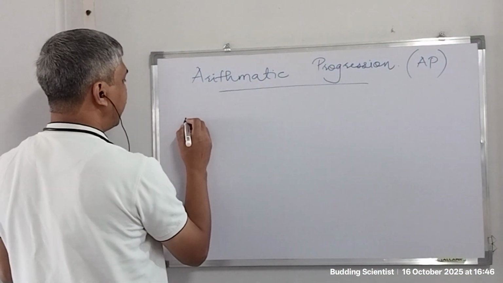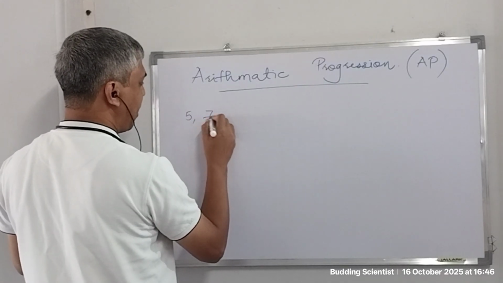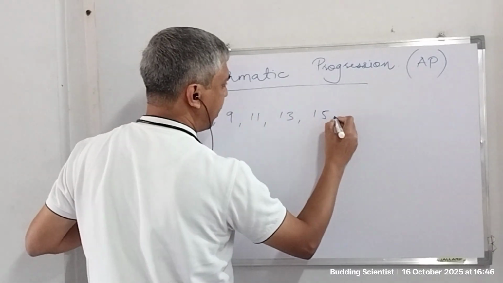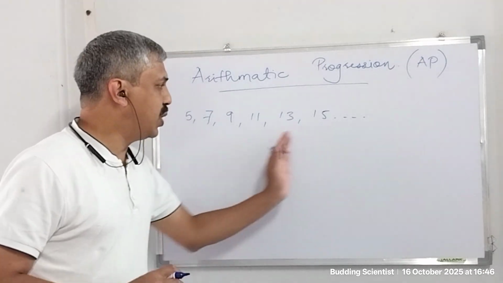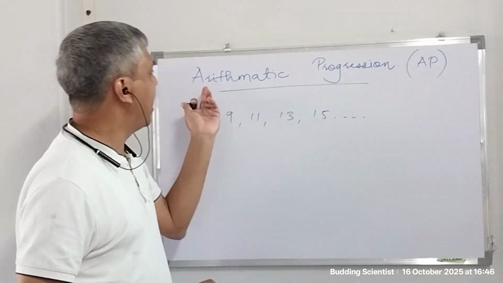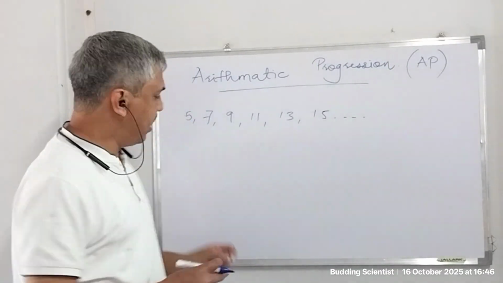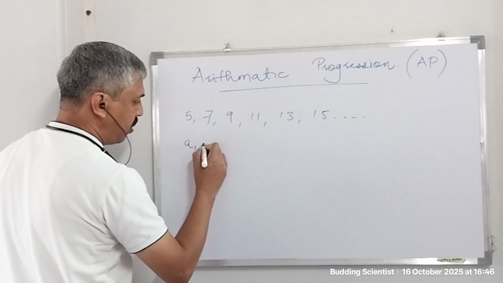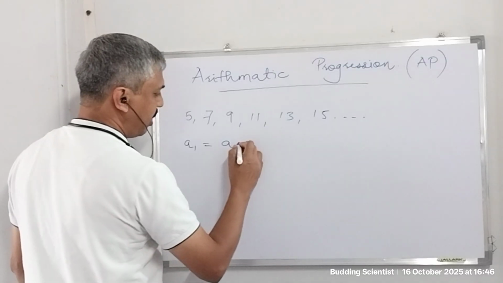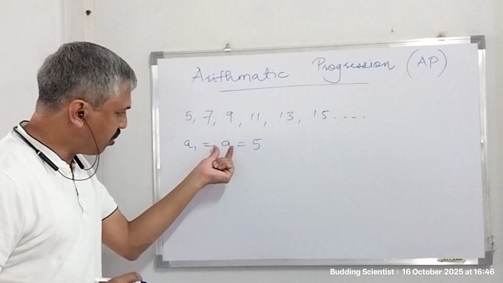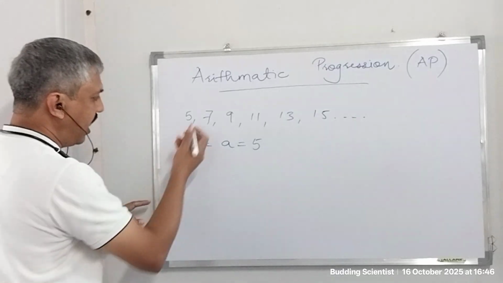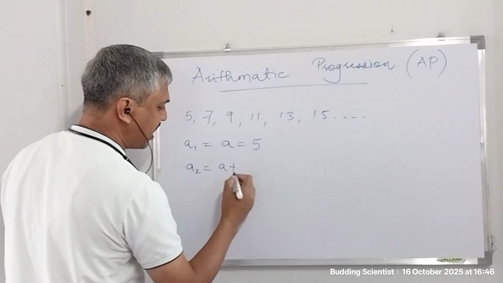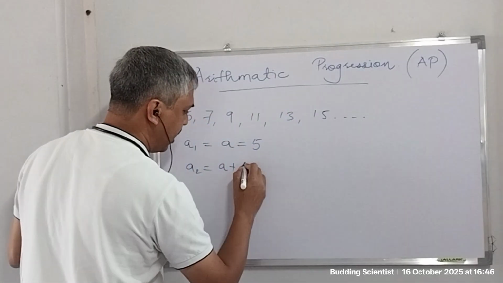So the first value can be 5, the second will be 7, then obviously the third will be 9, then 11, then 13, then 15 and so on. Such a sequence or such a progression is called arithmetic progression, AP. In this the first term, because it is the first term, we call it A1 and it is also referred to as A, is equal to 5. The second term will be A2, which is equal to A plus some constant difference D.